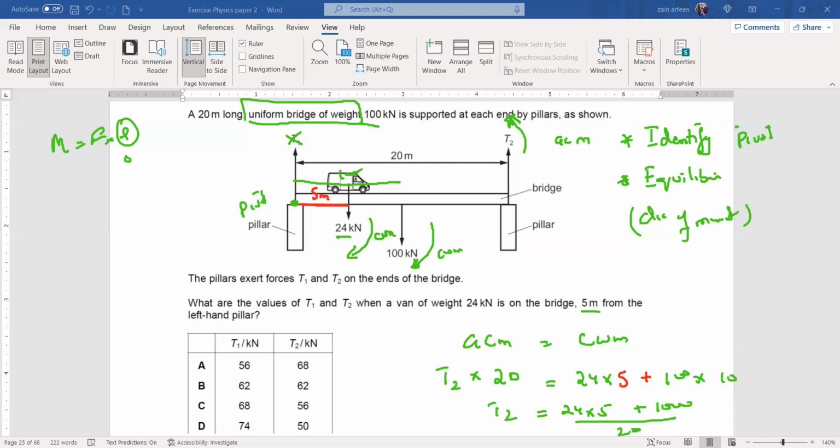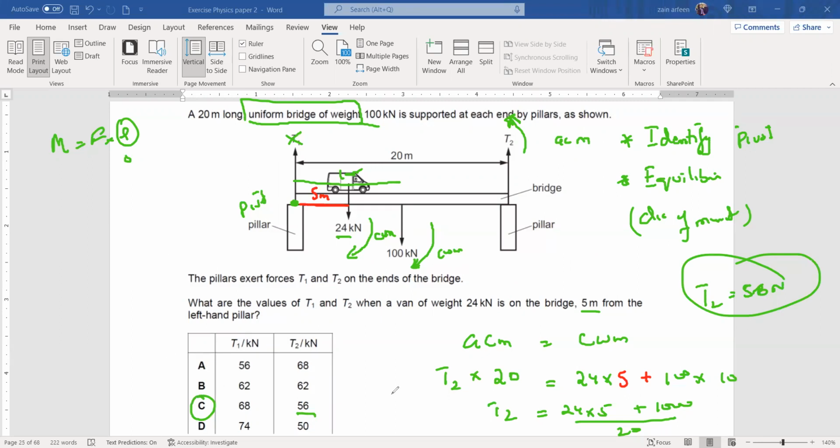What's the answer for T2? 24 times 5 plus 1000, divided by 20, equals 56. So T2 is equal to 56, so 56 kilonewton is T2. So which option has T2 as 56? That's C. Even so, I can solve for T1 as well.